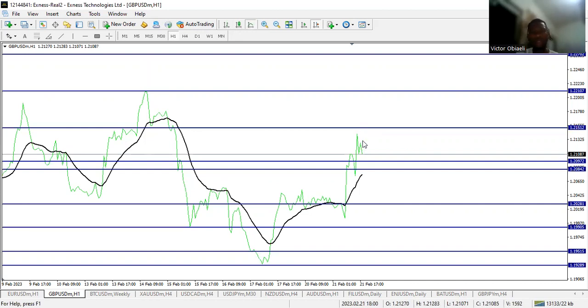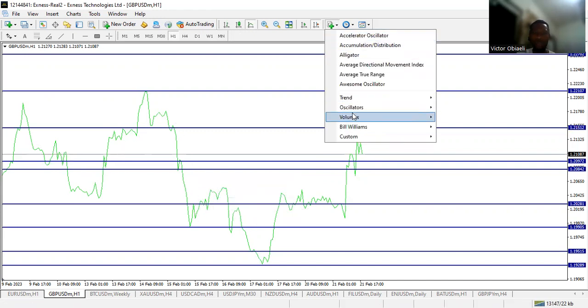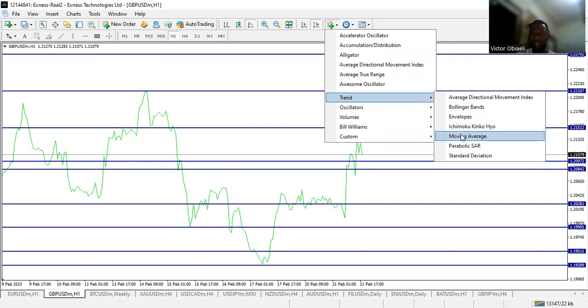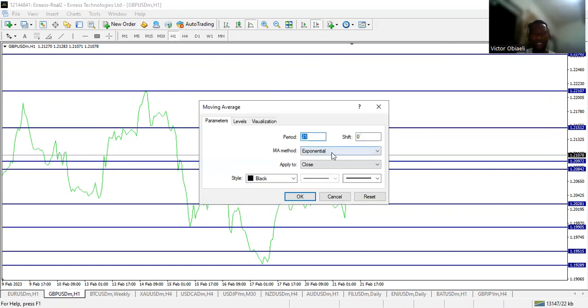But right now, I want to show you another form of picking support and resistance, and I call them the key level areas. Now, the first key level area can be based on indicators. And as for me, the one I use is the moving average 21. Let me delete this and add it. I come here, click on moving average. Then I use the exponential moving average 21.